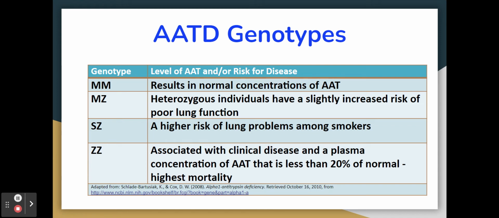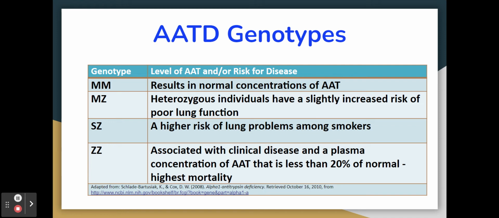So if you are homozygous MM, you have 2 normal alleles. You will have normal AAT. Your risk is not eliminated for COPD, but it will typically have a later onset and typically be slower to progress. If you have heterozygous pattern and your one allele is normal and your one allele is that Z that codes for the misfolded protein, you will have a slightly increased risk of poor lung function, but it's slight. It's significant, but it's slight. And it probably has to do more with your environmental triggers.